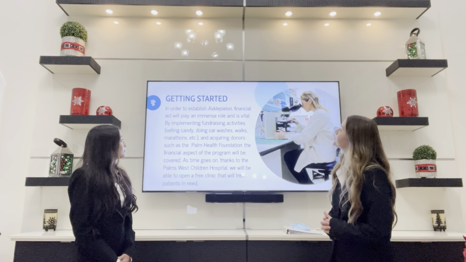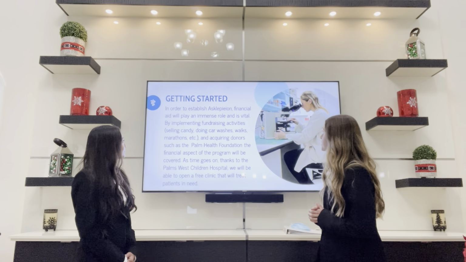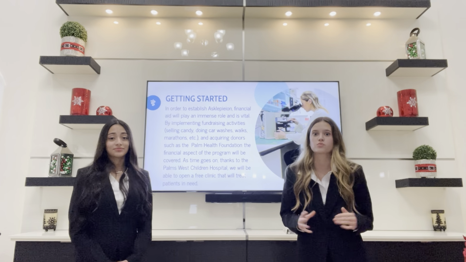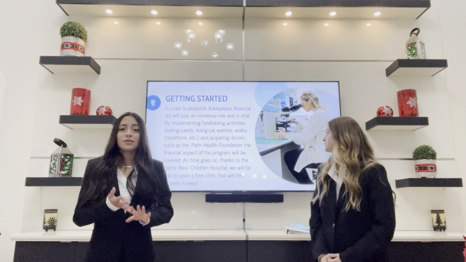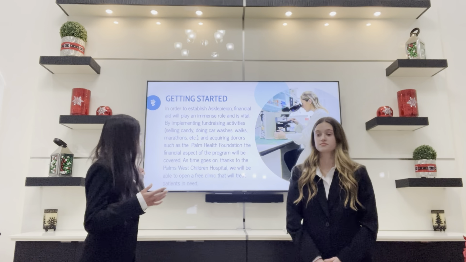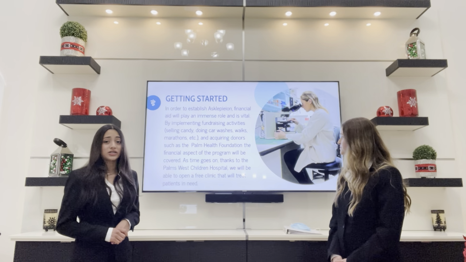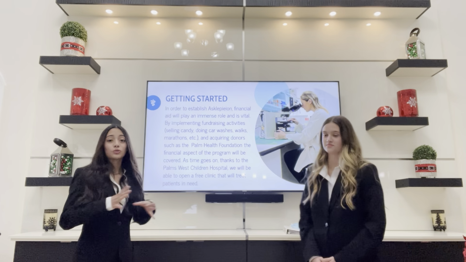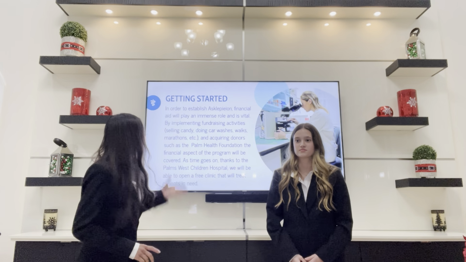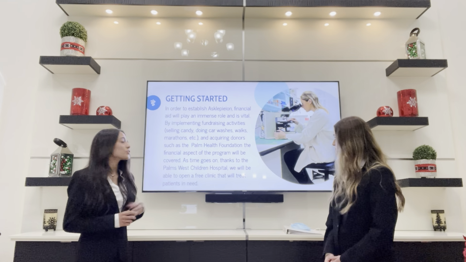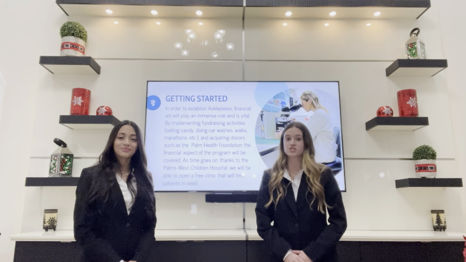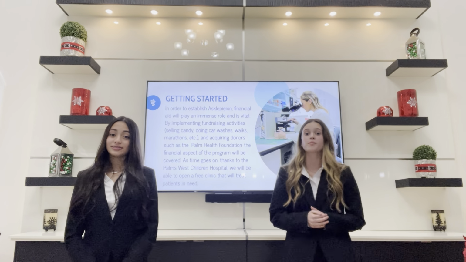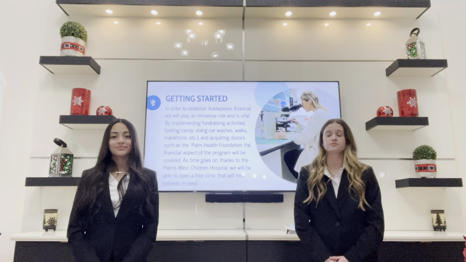Getting started. In order to establish Asclepian, financial aid will play an immense role. By implementing fundraising activities such as walking marathons or selling candies or even car washes, we will be able to have the financial aid we need. And also, we will acquire donors such as the Palm Health Foundation. And as time goes on, thanks to Palm West Children's Hospital, we'll be able to open up our dream free clinic.